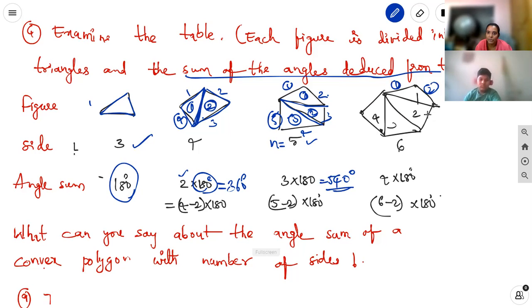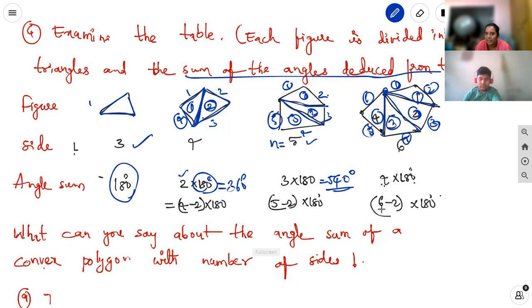In the same way, hexagon: 1, 2, 3, 4, 5, 6. Hexa means 6 line segments. Joining of the 6 line segments makes a hexagon. And again it is divided into triangles with the diagonals: 1 diagonal, 2 diagonals, 3 diagonals from any vertex. So 1 triangle, 2 triangles, 3 triangles, 4 triangles. It makes 4 triangles. Okay, 4 triangles into 180.